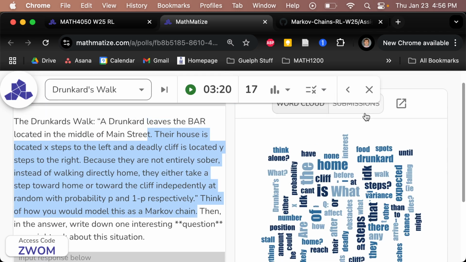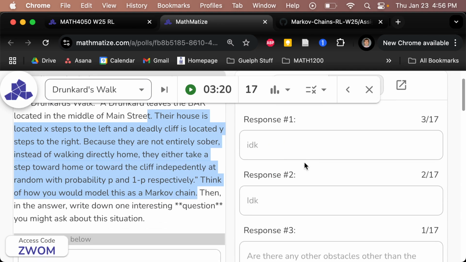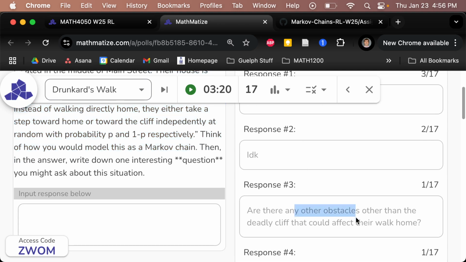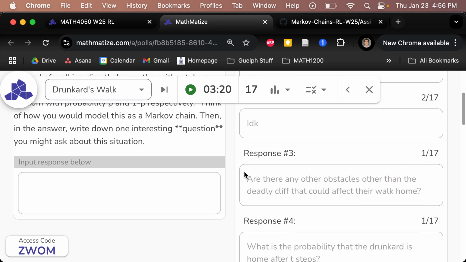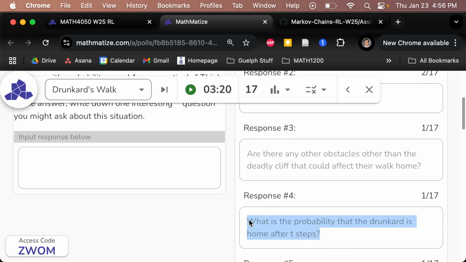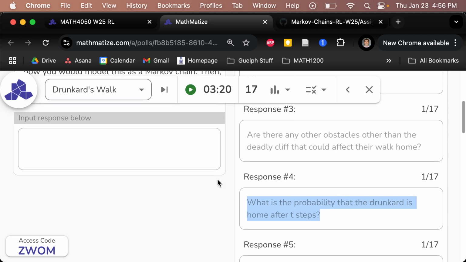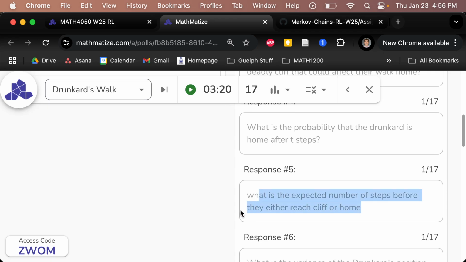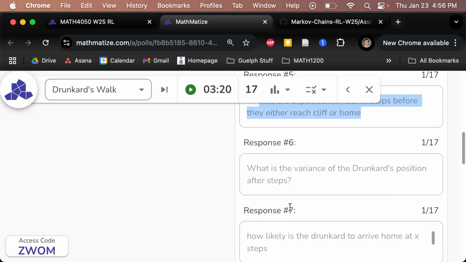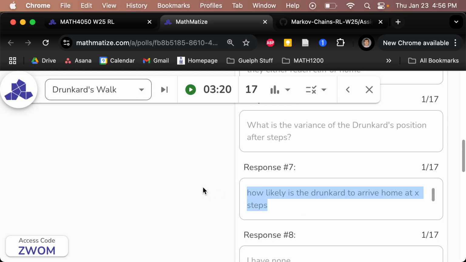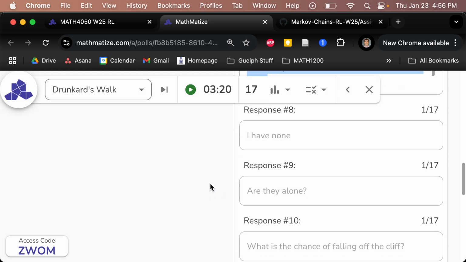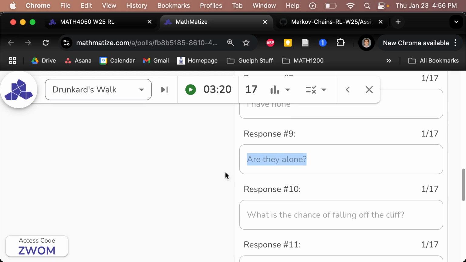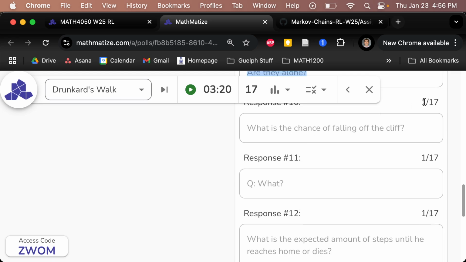Ooh, okay. Are there any other obstacles? No, it's just him walking. This is the classical question that most people ask. What is the probability he's home after T steps? How many steps does he take until he falls off? Like what time will he get home? His variance. How likely is he to arrive at home? And so on and so on. Are they alone? Well, he's at the bar and he's leaving, so I don't know. What is the chance of falling off the cliff?